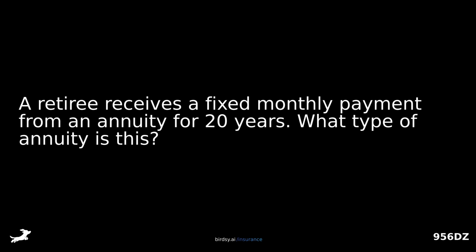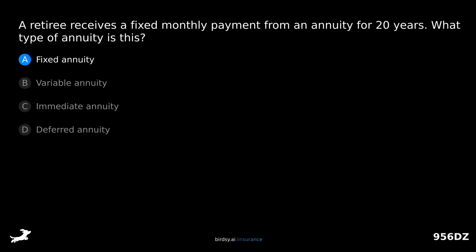A retiree receives a fixed monthly payment from an annuity for 20 years. What type of annuity is this? Is it A. Fixed annuity? B. Variable annuity? C. Immediate annuity? Or D. Deferred annuity? The answer is A. Fixed annuity.